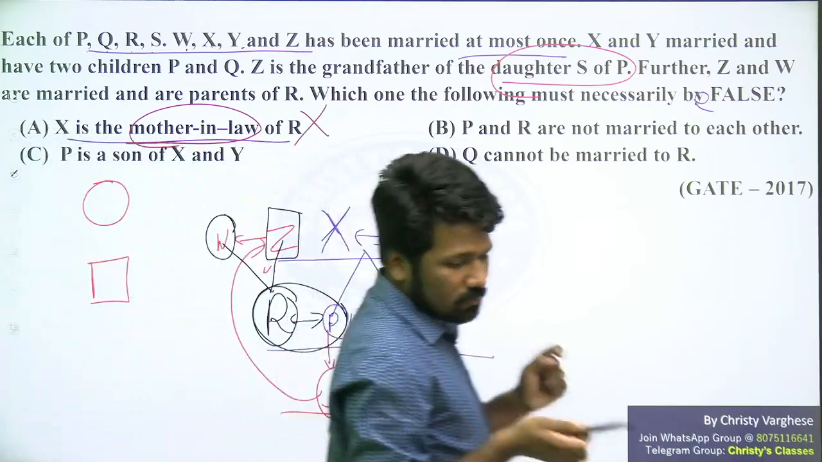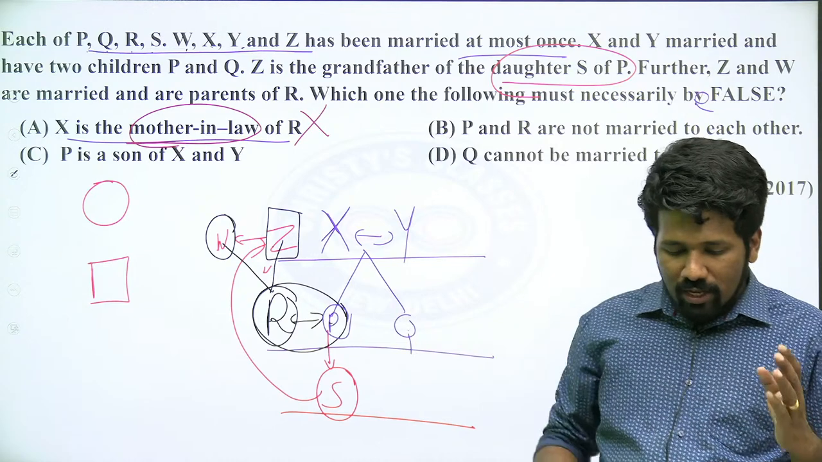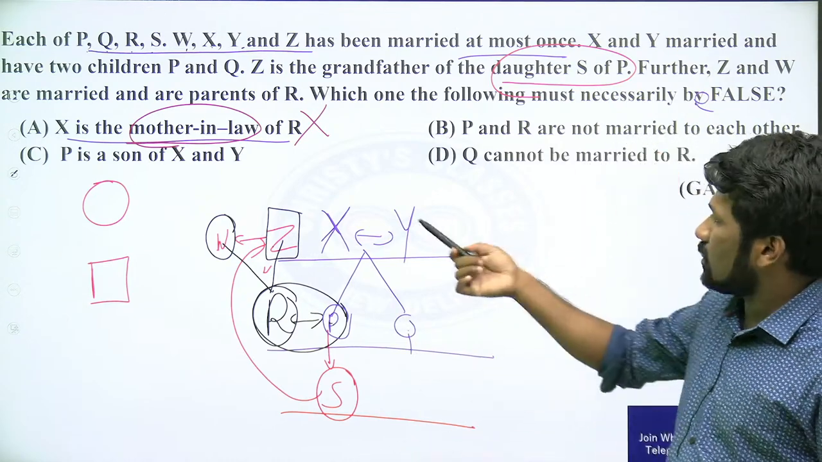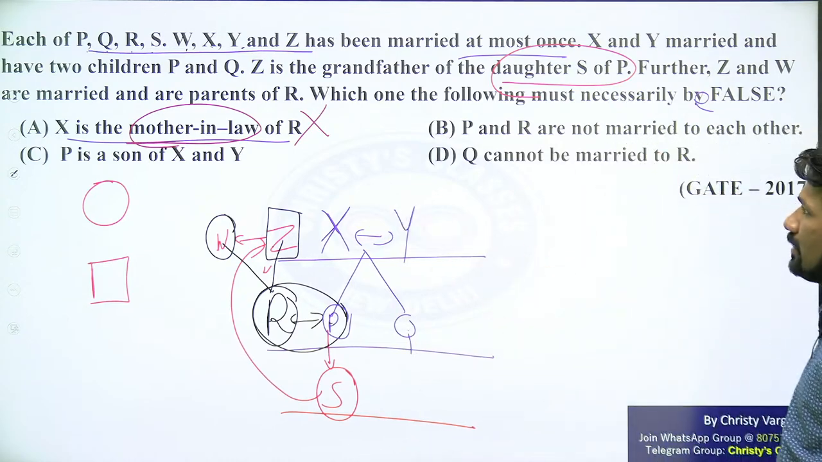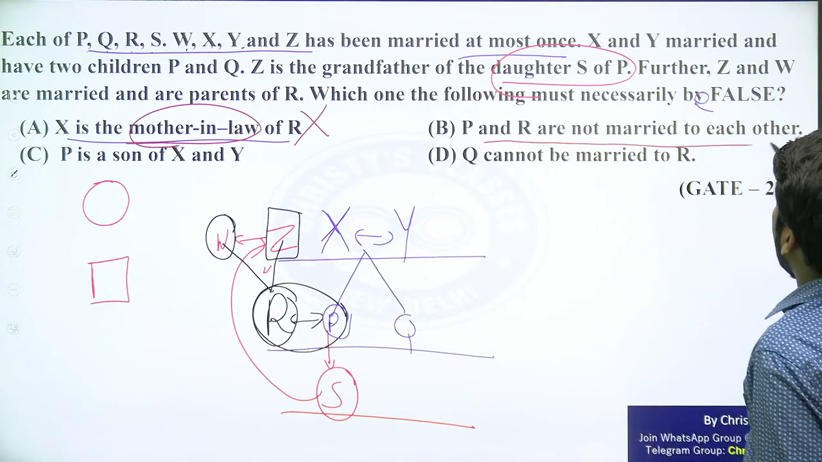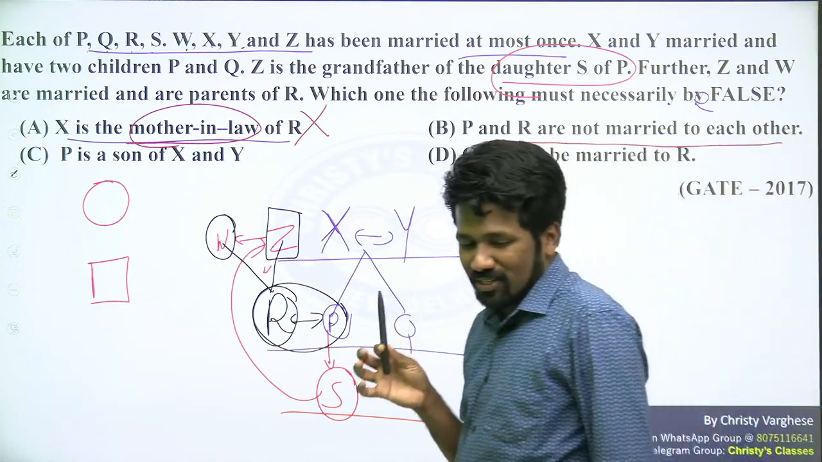That is why option A is not the answer. Necessarily false means always false. In all the cases, it should be false. But in all the cases, it is not false. That's why option A is not the answer. Option B: P and R are not married to each other. No, that is not possible.